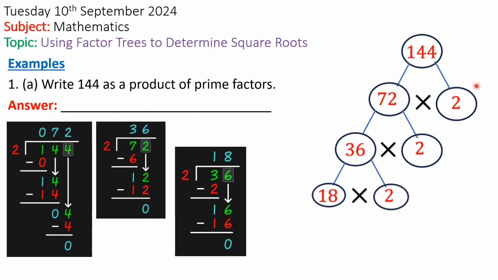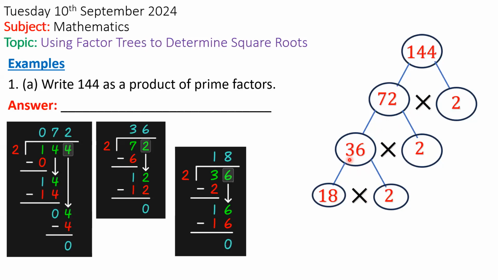So what do we have so far? 2 times 72 is 144. Then we break down 72. 2 times 36 is 72. Then we break down 36. 2 times 18 is 36. Now we're done, right? Finally, we're done, right?